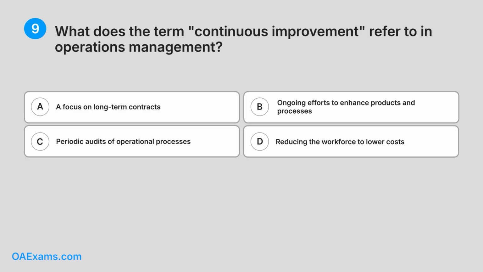9. What does the term continuous improvement refer to in operations management? A. A focus on long-term contracts. B. Ongoing efforts to enhance products and processes. C. Periodic audits of operational processes. D. Reducing the workforce to lower costs. Do you know the answer?